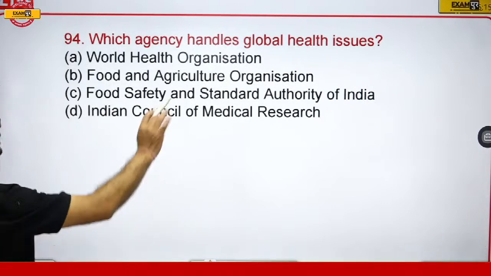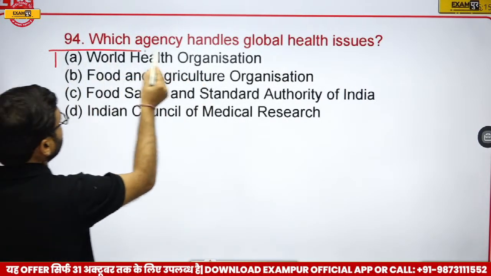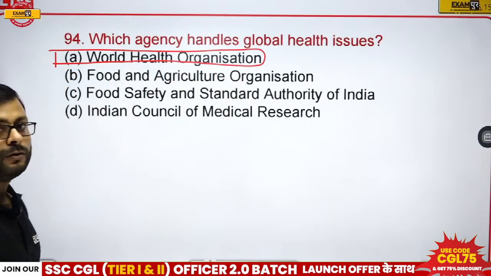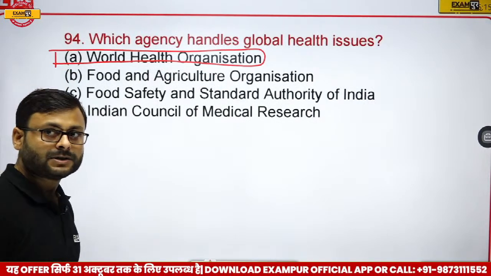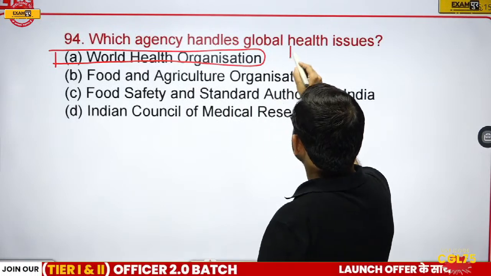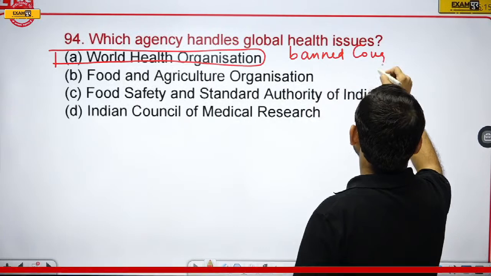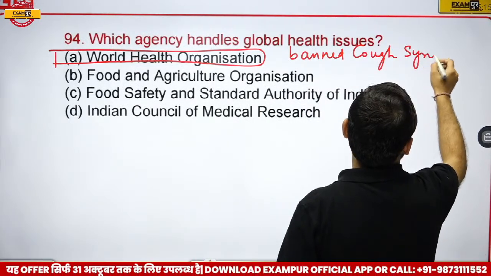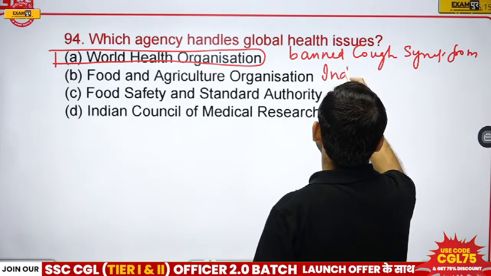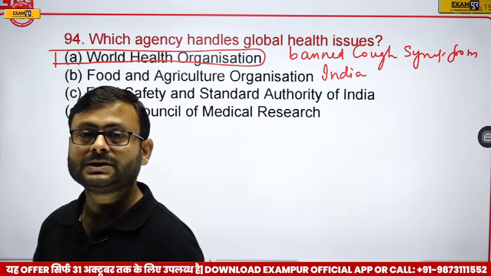So the correct answer for this question is World Health Organization. Global health issues are controlled by the World Health Organization. Recently, the World Health Organization banned cough syrup from India after the death of 66 children.